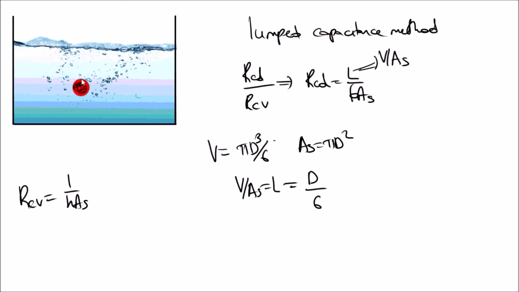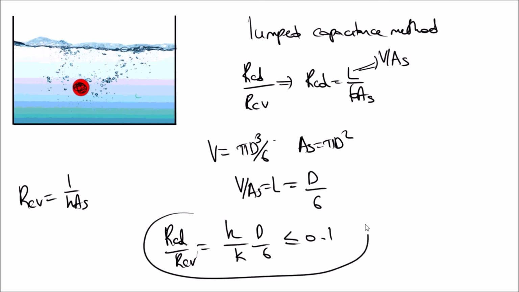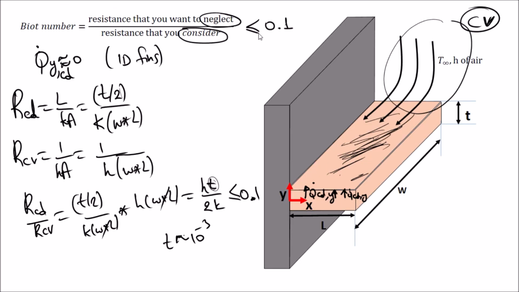They have the same area because here you have the same convection around it, and conduction leaves the material through the surface area. If you divide it, you will have R_cd by R_cv, and the surface areas cancel out, and you will have h by K times diameter by 6. Again, you should have this value smaller than 0.1 for the lumped capacitance method to be valid. Same as for the fins, it should be less than or equal to 0.1.